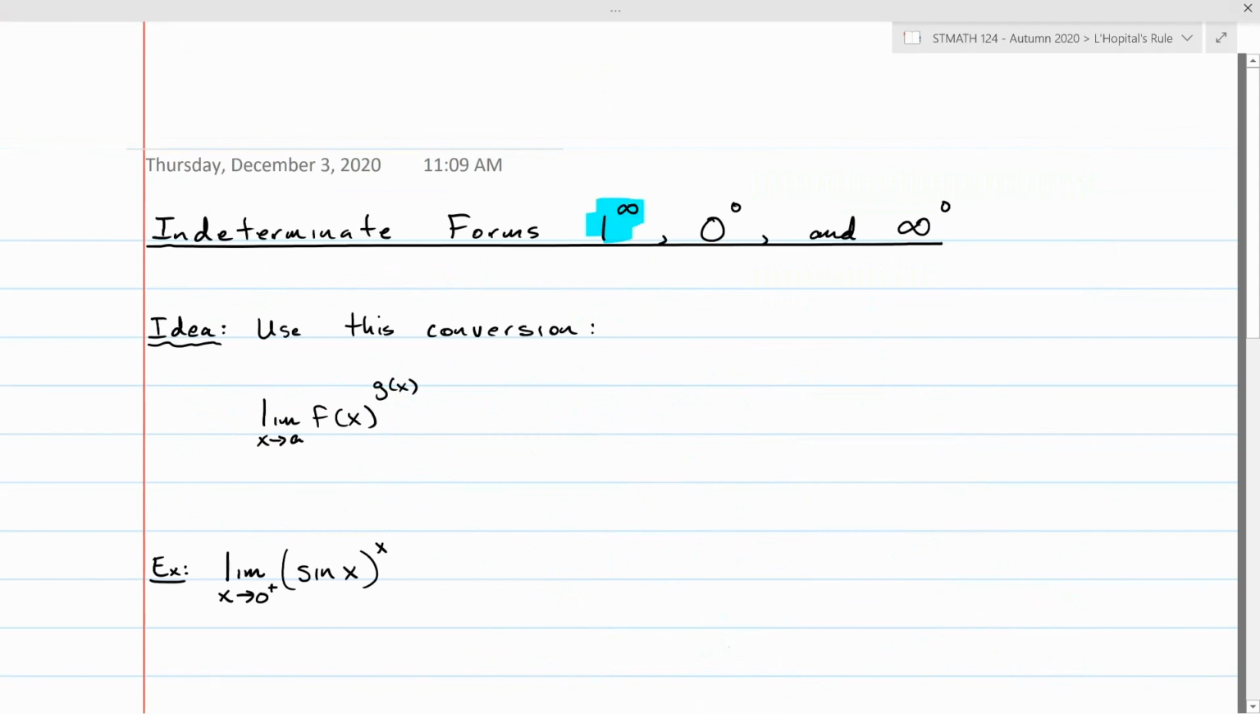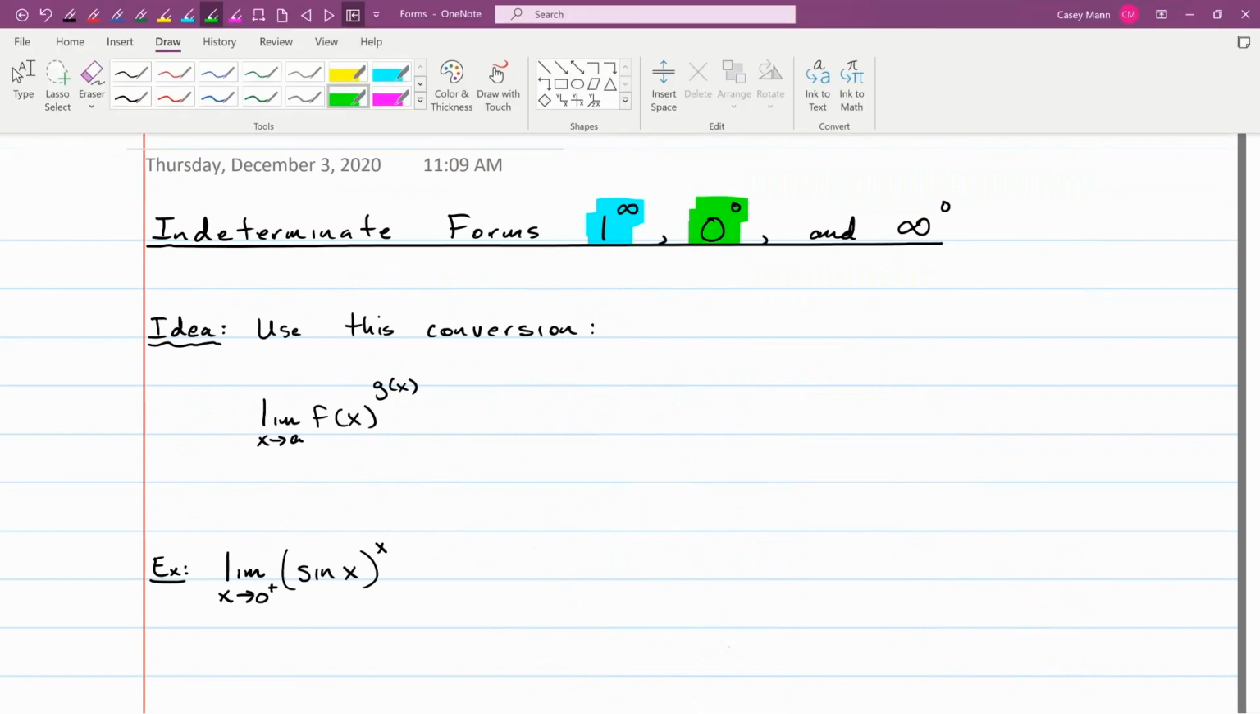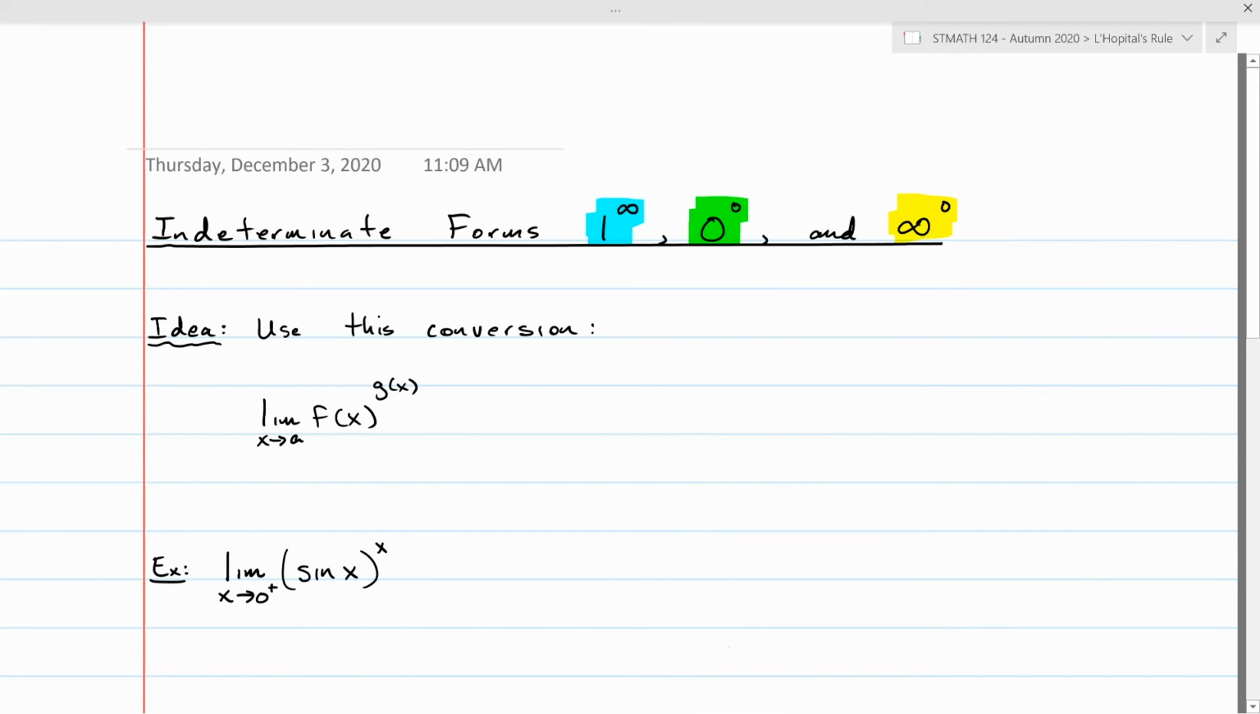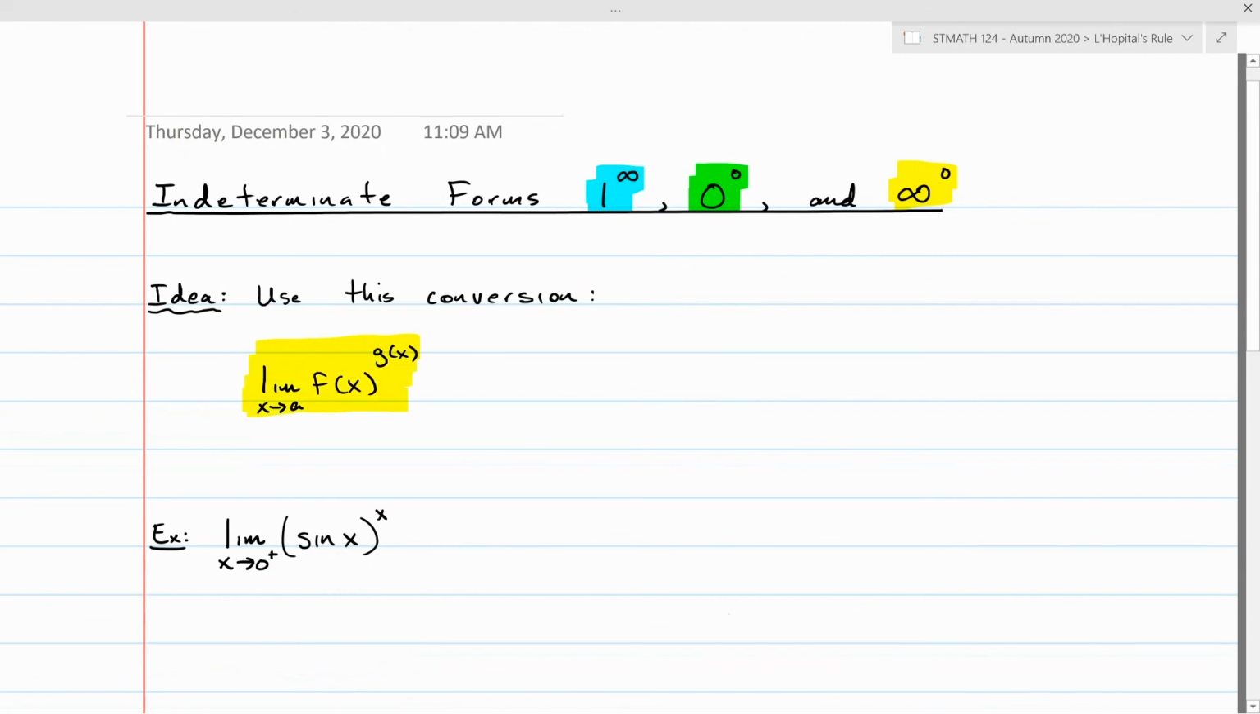These are all exponential forms, and you've got three different types: 1 to the infinity, 0 to the 0, and infinity to the 0. Again, we're not literally talking about just taking 1 and raising it to the infinity. What we're really looking at are limits that look like this down here in yellow. There's a function in the base, and then there's a function in the exponent.